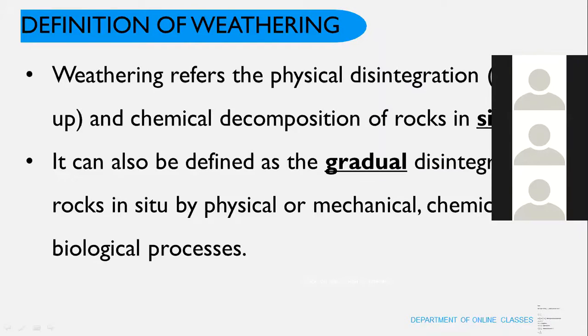Then we can also refer to weathering as the gradual disintegration of rocks in situ by physical, mechanical, chemical, and biological processes. The focus here is on the term gradual, bit by bit break up. Bit by bit disintegration of rocks at the same place. That is why the situ is there.